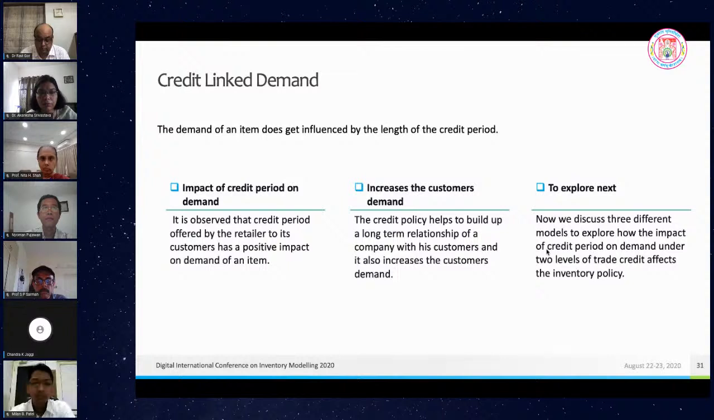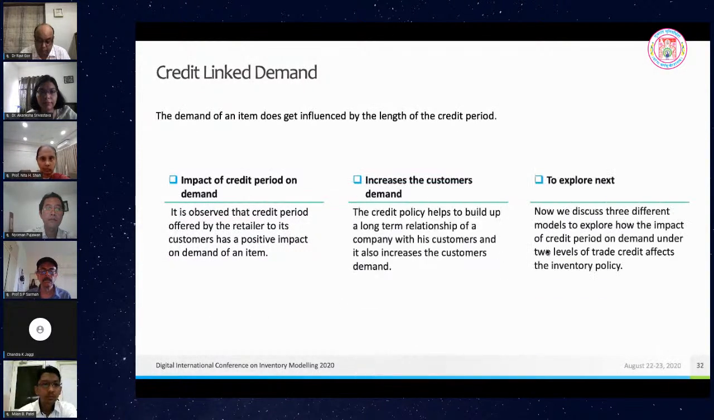Then we try to look at the impact of credit period on demand. It is observed that a credit period offered by the retailer to its customer has a positive impact on the demand. It increases the customer's demand. That means credit period helps to build up a long-term relationship of the company with this customer, and it also increases the customer demand. To explore this, we now discuss three different models to explore the impact of trade credit on demand under two-level trade credit or the inventory policy. Next, please. First, we look at the impact of credit period on the demand. Then it is observed that it increases the customer demand. Next, please.